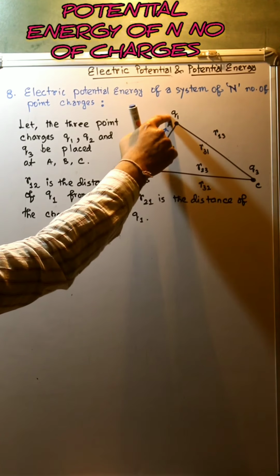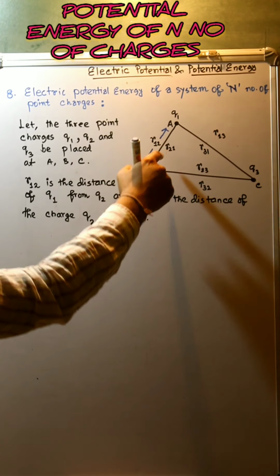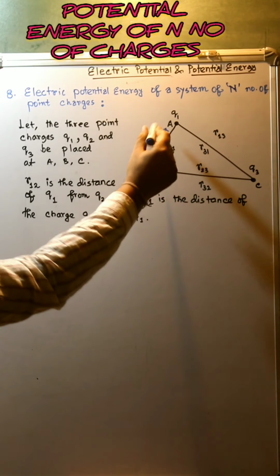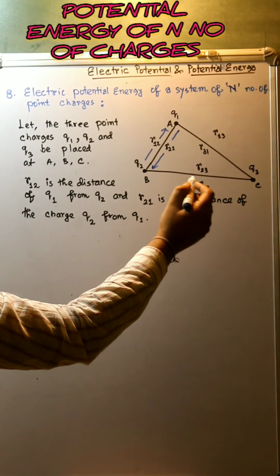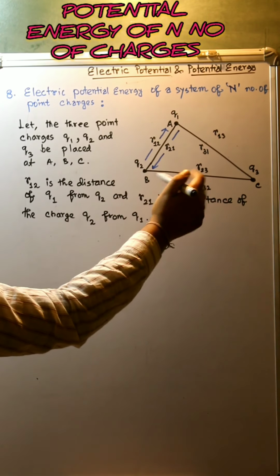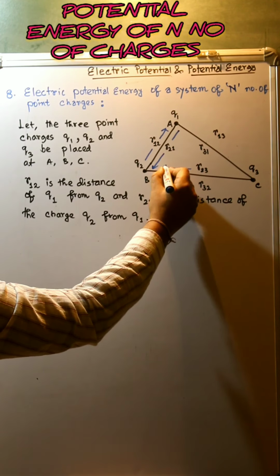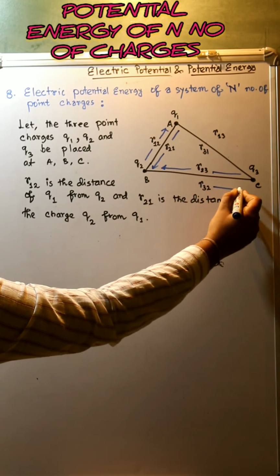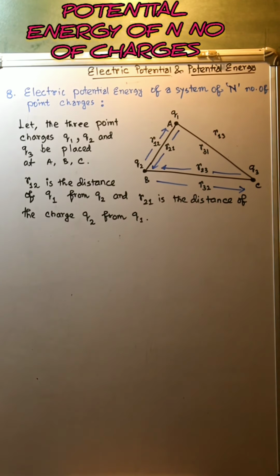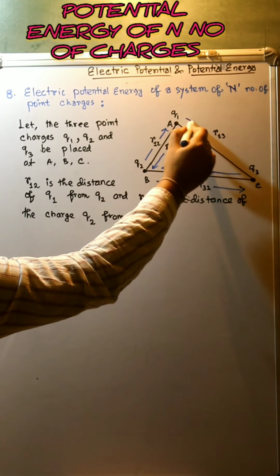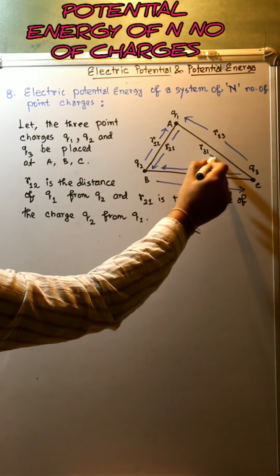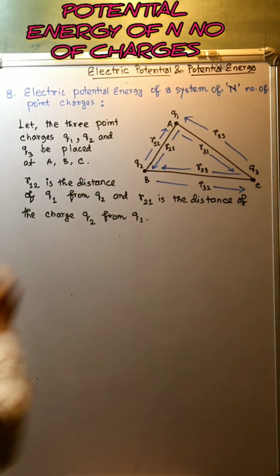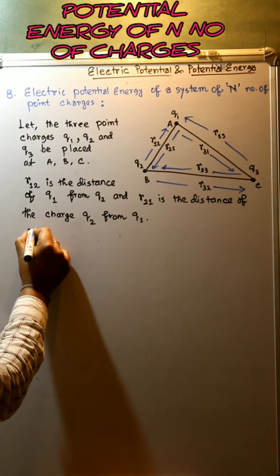It is the distance of Q1 from Q2, and R21 is the distance of this charge Q2 from Q1, and we can denote R21 in this direction. Similarly, the distance of Q2 from Q3 is denoted in this direction, and R32 will have this type of direction. R13 will have this type of direction. R13 is the distance of Q1 from Q3, and R31 is the distance of Q3 from Q1. So we have denoted different directions.